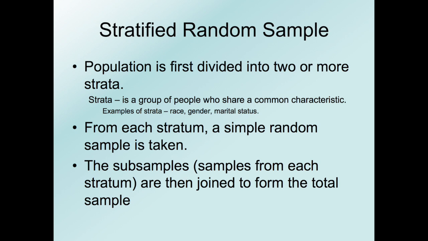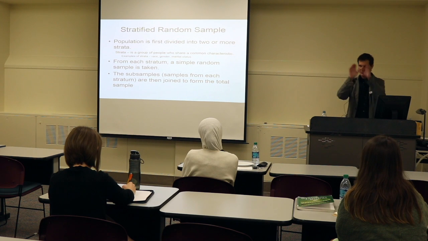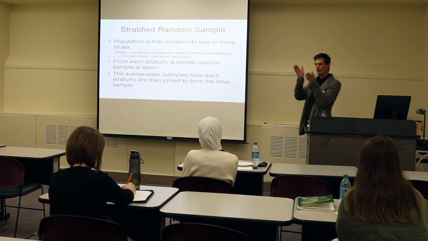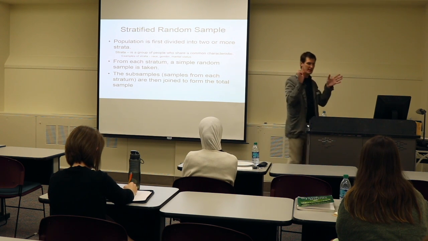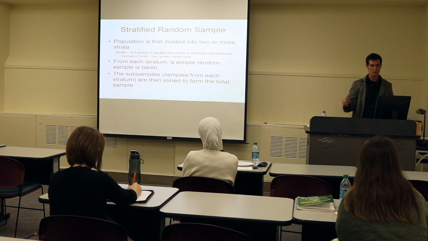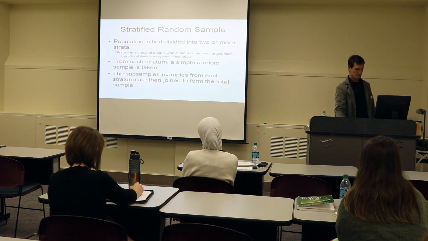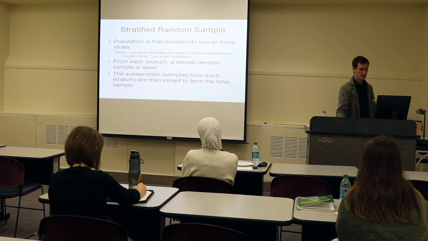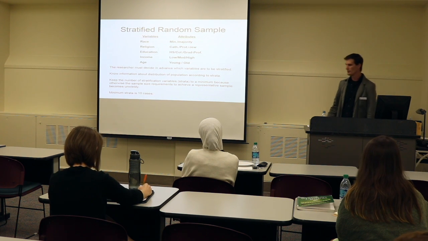From each of those identified strata, then, a simple random sample is taken, right? And so you have these subsamples from each of the strata that are joined to form the total sample. Because you've partitioned the sample by these categories, and then randomly selected to fill those quotas, if you want to think of it that way, it allows you to ensure confidence in the representativeness of the sample that you ultimately obtain.